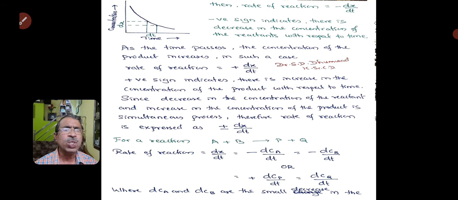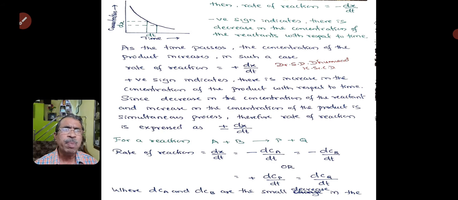As time passes, the concentration of the product increases. In such a case, the rate of reaction will be plus dx upon dt, where the positive sign indicates an increase in the concentration of the product with respect to time. Since the decrease in concentration of the reactant and the increase in concentration of the product is a simultaneous process, the rate of reaction is expressed as plus or minus dx by dt.